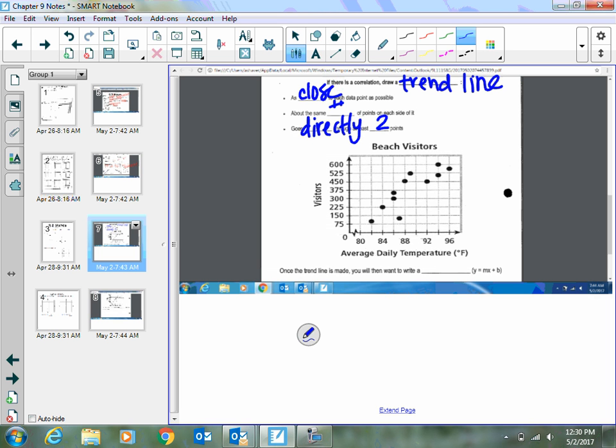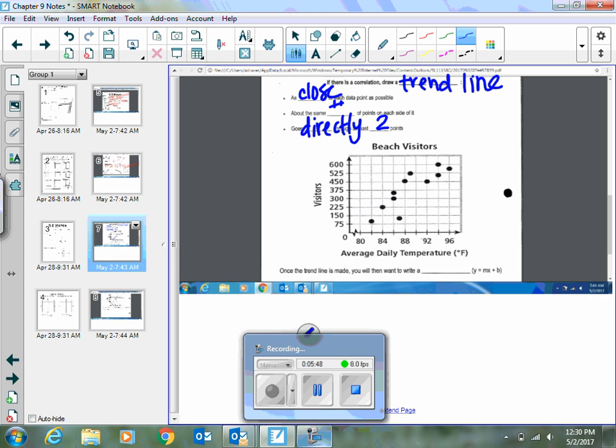So you want it to go through the middle of the data, but you don't want it to be crazy. So this is comparing the temperature to beach visitors, right? So as the temperature increases, hopefully the visitors increase, right? So I'm going to draw it through about right. I'm going to draw it through these 2, something similar to this. So you will draw it something similar to that, but have it go through those 2 points at least, please. Which 2 points? The first 2.